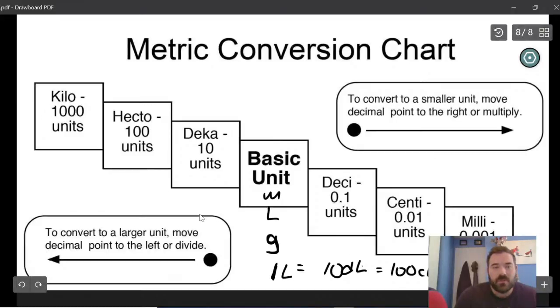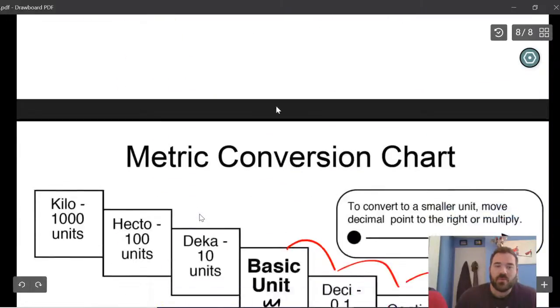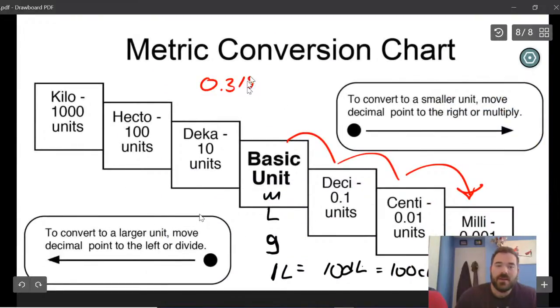Or the trick that most of you learned was if I want to move 3 spaces to the right on the metric conversion table, I'm going to take the value and move the decimal 3 spaces to the right. So if the value is 0.315, I take this decimal and I move it 1, 2, 3 units to the right. This is gone, and the value I'm left with is 315, which is the same as multiplying. I could take 0.315, multiply it by 1,000, and I would get 315 milliliters.